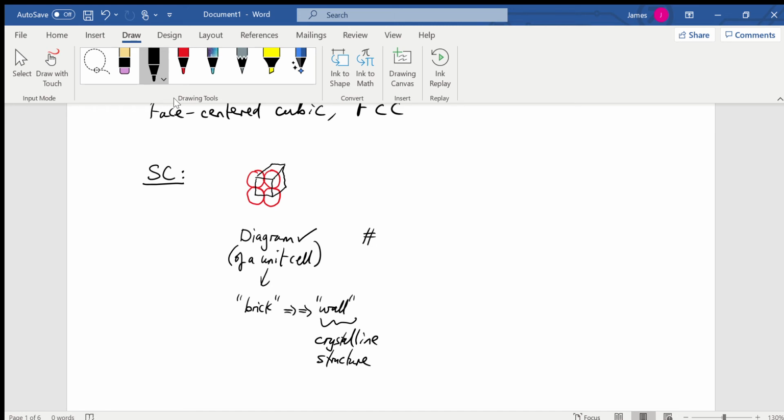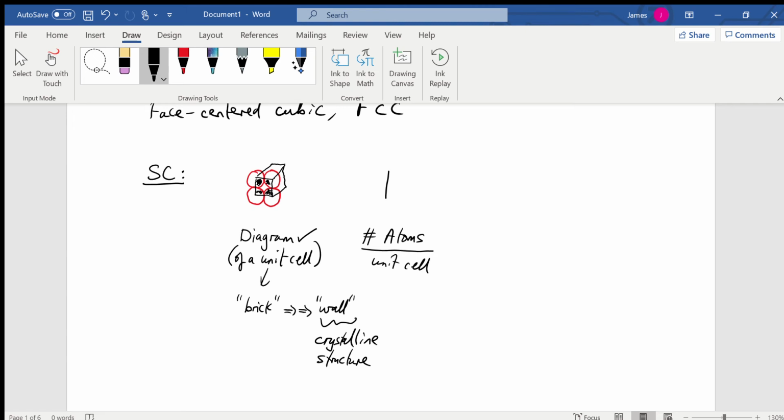Okay, number of atoms per unit cell. So it gives information about the packing density. So as we can see, in 2 dimensions, we've got a quarter of an atom here from each side, and 4 quarters is 1. So we've got 1 atom per unit cell for SC.